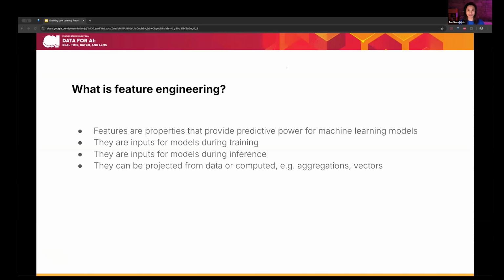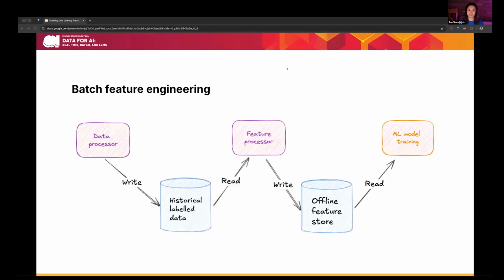So first, a quick definition of feature engineering. You probably know this already, but features are properties that provide machine learning models with predictive power. They're inputs for models during training and inference, and they're sometimes derived directly from the data, and sometimes they're computed.